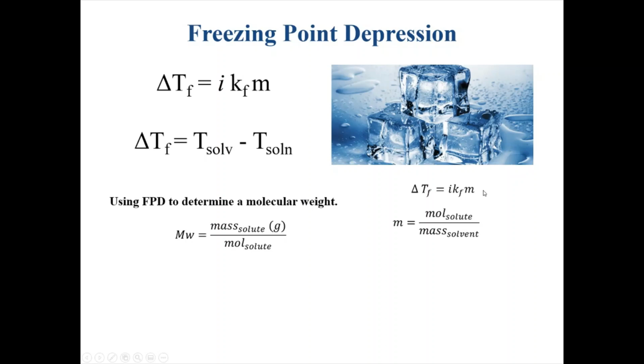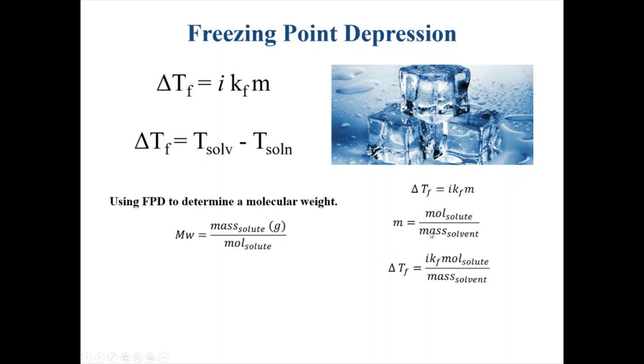So let's look at how we can use our freezing point depression equation to get a molecular weight. So the little m stands for molality, and this is moles of solute per mass of solvent. Now, in this case, the mass of solvent is in kilograms. Over here, the mass of solute is in grams. So just so that you have an idea of units as we're going through this. So this is moles per kilogram.